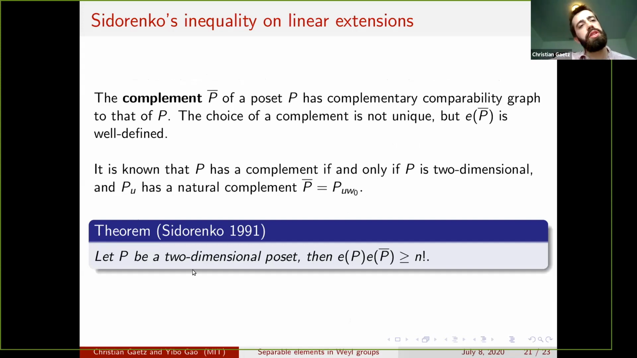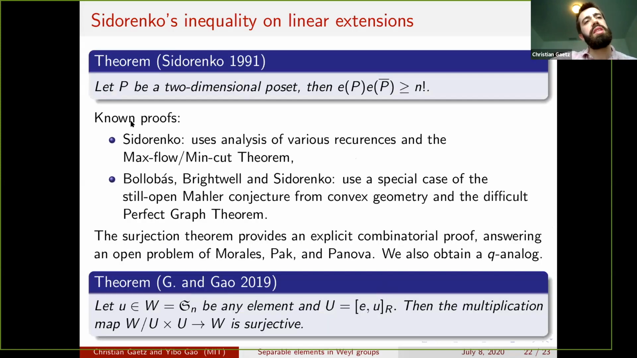And now the theorem of interest is this one by Sidorenko in 1991, who proved that if P is a two-dimensional poset, then the product of the number of linear extensions of these two, the poset and its complement, is at least n factorial. So this has several known proofs.